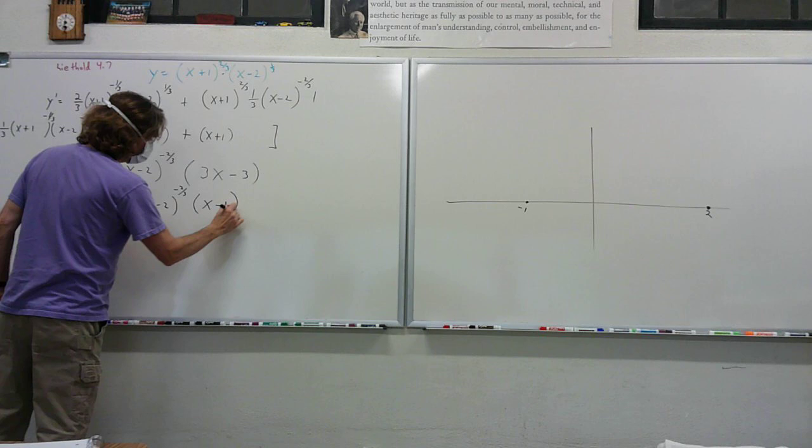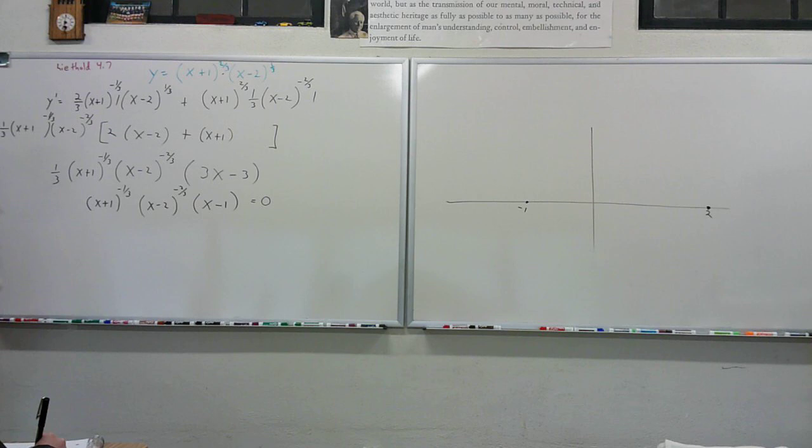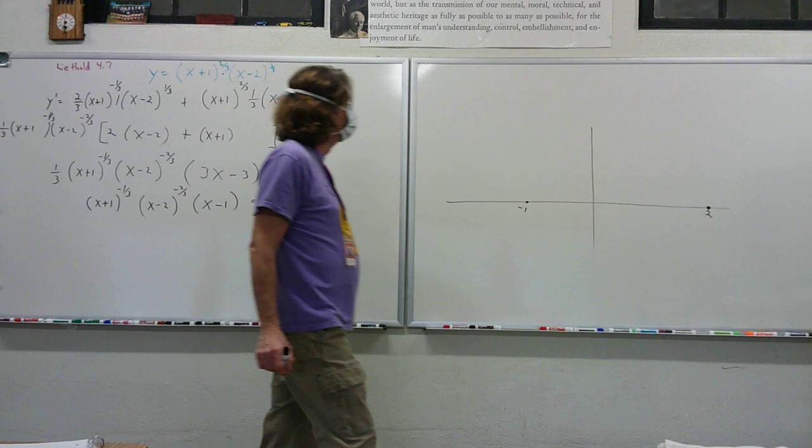All right, I set that equal to 0. Also I realize that negative 1 does not make it equal 0, but it is a critical number. But negative 1 really makes it what? Undefined. Because if I put a negative 1 in there, I don't get 0 in the numerator, I get 0 in the what? Denominator. Is everyone okay with that? So negative 1 is a critical number. It is a number that makes it undefined.